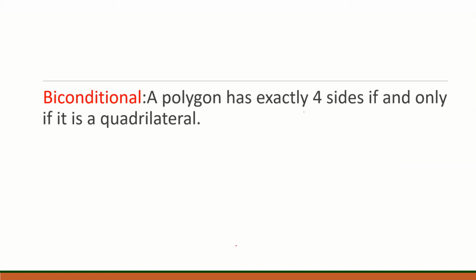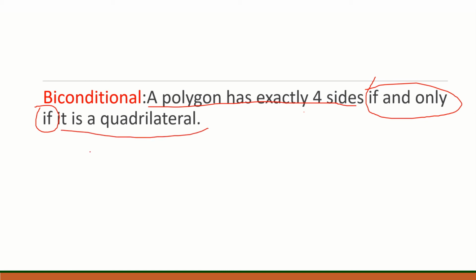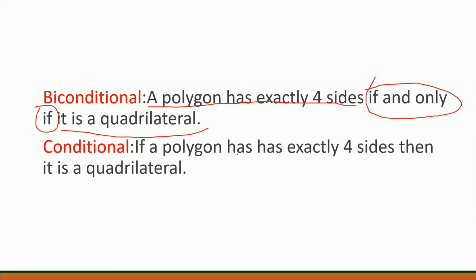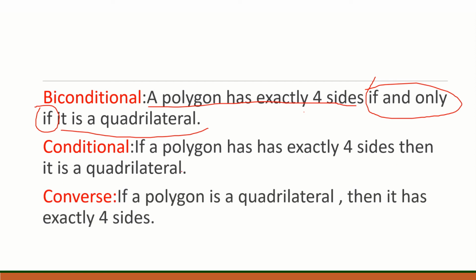So for the second example, a polygon has exactly 4 sides if and only if it is a quadrilateral. So tatanggalin nyo lang yung if and only if. Ito yung ating hypothesis, a polygon has exactly 4 sides. Ang ating conclusion, it is a quadrilateral. So ang ating conditional, if a polygon has exactly 4 sides, then it is a quadrilateral. Then converse, baliktarin lang natin ang hypothesis and conclusion sa conditional. If a polygon is a quadrilateral, then it has exactly 4 sides.